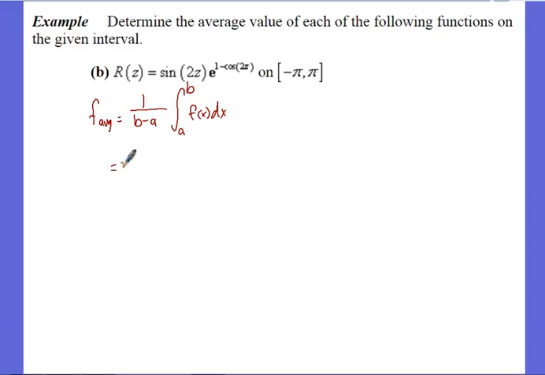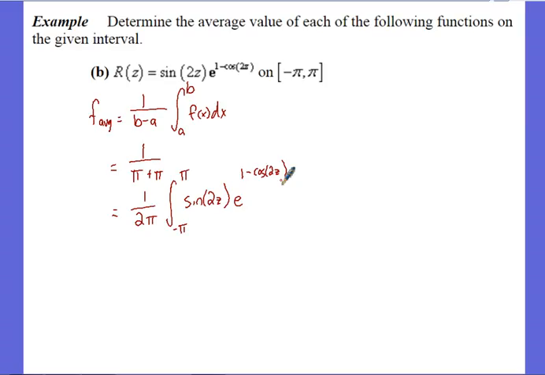So plug it in for me. What would I get? 1 over pi plus pi, which of course is 1 over 2 pi. Agreed? 1 over 2 pi, because it becomes pi minus a negative, which turns into plus, so there's 2 pi's. The integral from negative pi to pi of sine of 2z e to the 1 minus cosine of 2z.